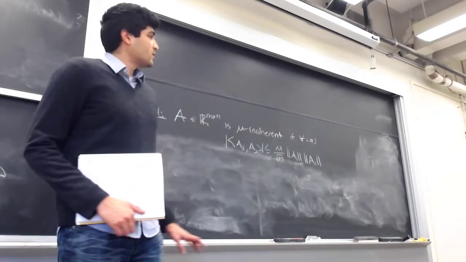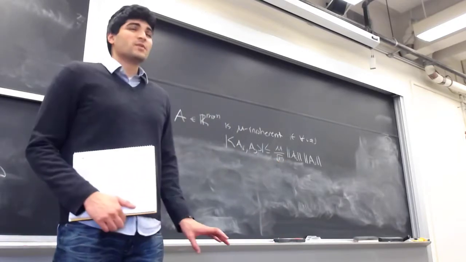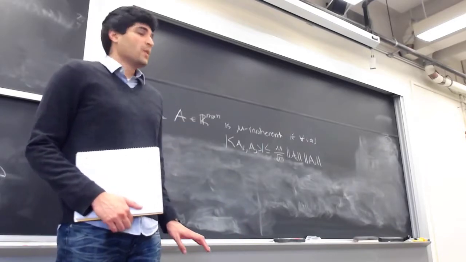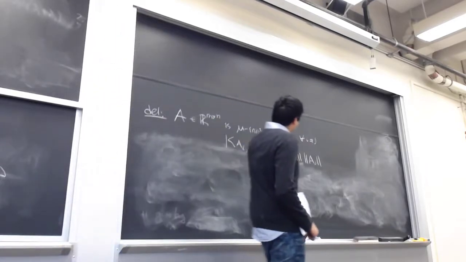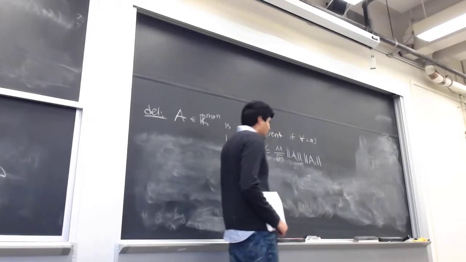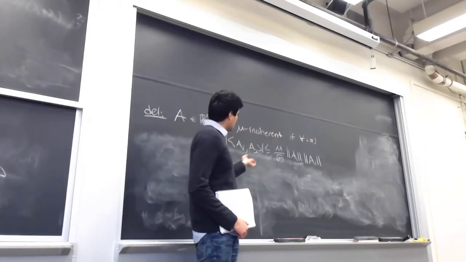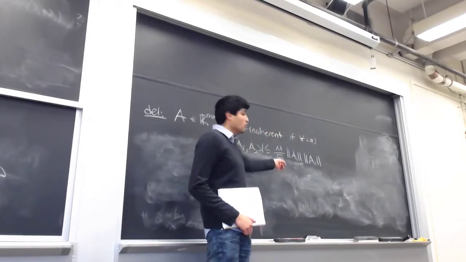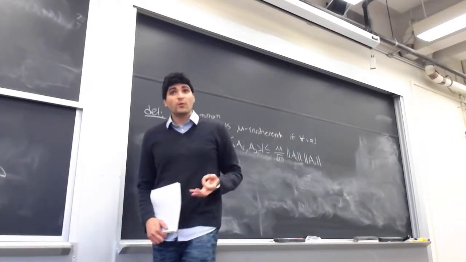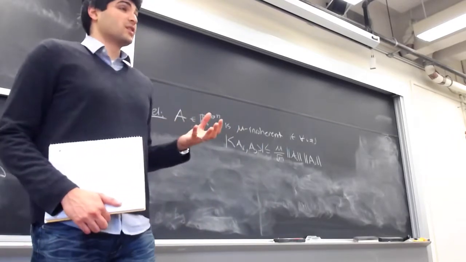So does this definition make sense? In a lot of cases we'll focus on, the columns of A will always have unit norm. So you can really just ignore this part of the definition, and you're really just saying that for unit norm columns, their inner product is at most mu over root m. The smaller mu is, the tighter this is as a constraint.